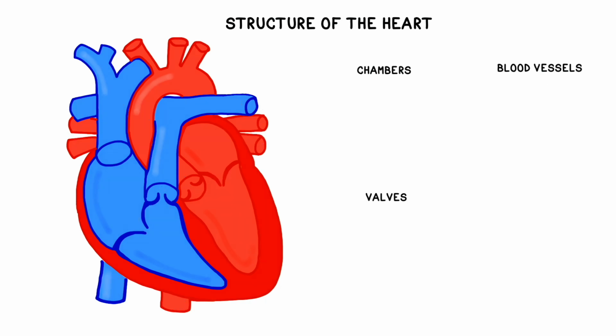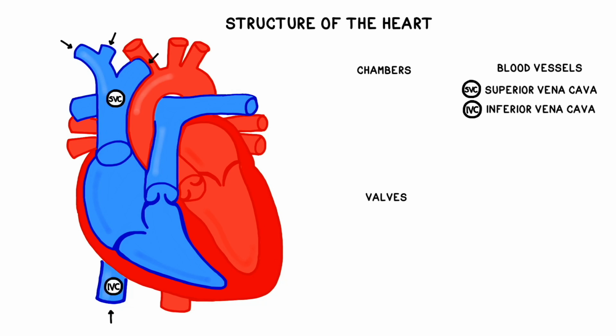Deoxygenated blood is funneled back to the heart through a blood vessel called the vena cava. It has 2 branches, the superior from the upper part of the body and the inferior from the lower part. The deoxygenated blood enters the heart's right atrium.